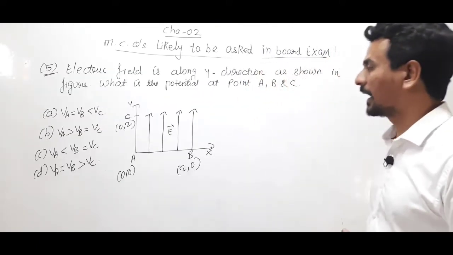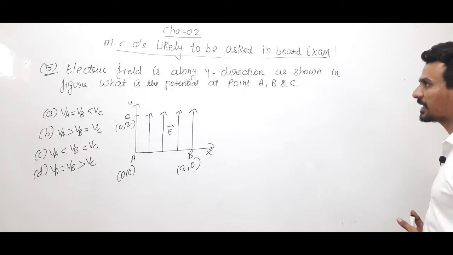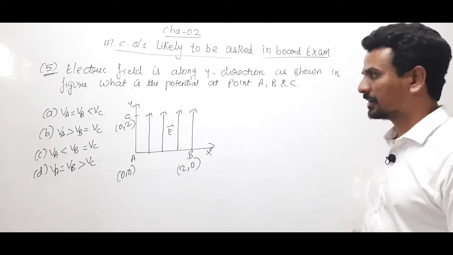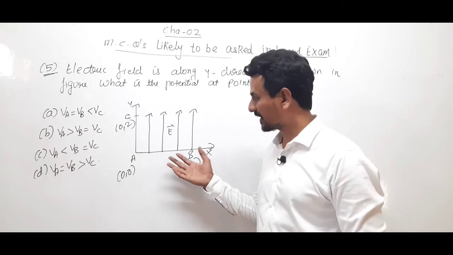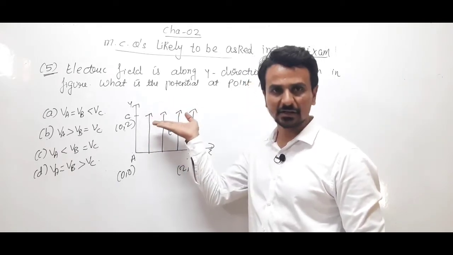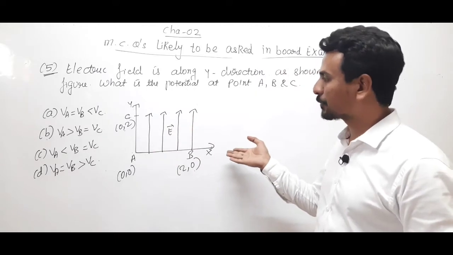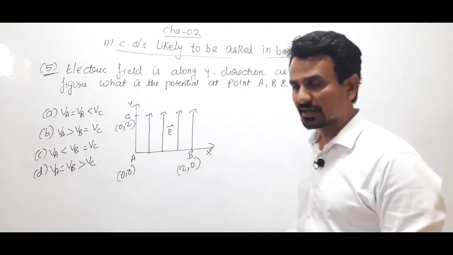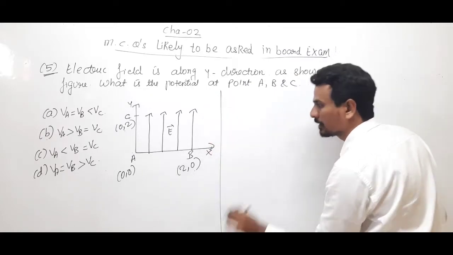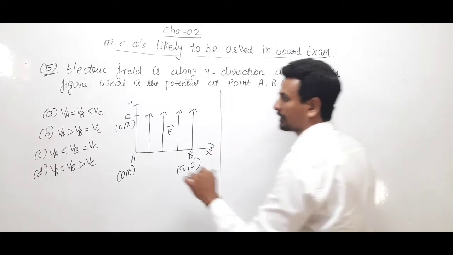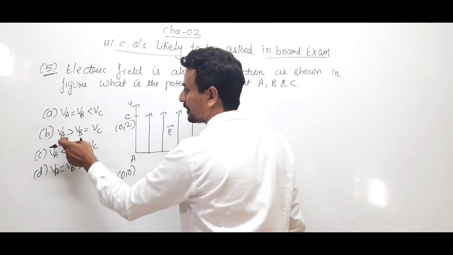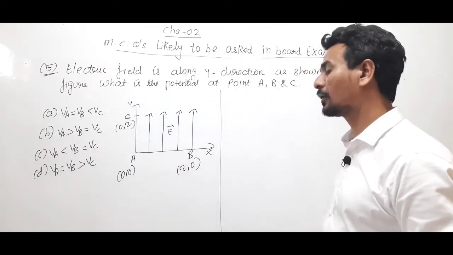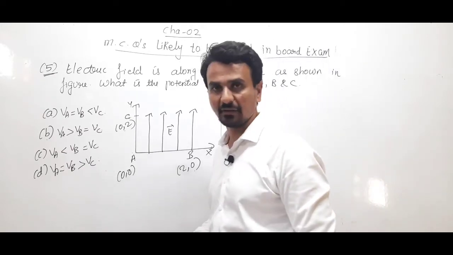Okay, fifth one. Electric field is along y direction as shown in the figure. What is the potential at point A, B and C? So in the diagram it is given that in the figure, electric field is along y direction. We have to say about the potentials at point A, B and C. Okay, see, that means VA equals to VB less than VC, VA greater than VB equals to VC, VA less than VB equals to VC, or VA equals to VB greater than VC.